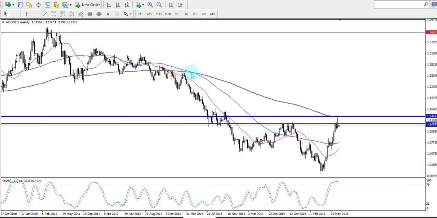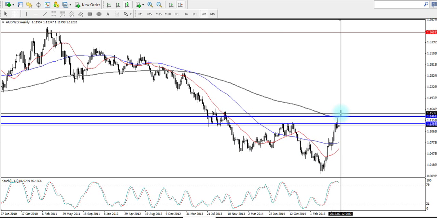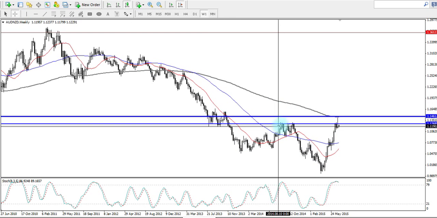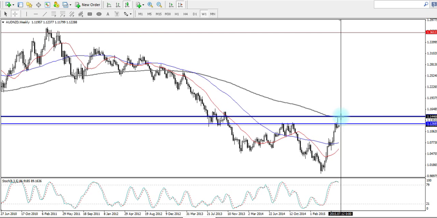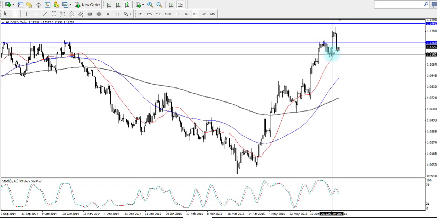Last but not least, the Aussie against the New Zealand dollar. This is a weekly chart. We can see that there is an inverse head and shoulders that might be forming. And right now, this could be a completion of the shoulder of the neckline of an inverse head and shoulders. It pulls back almost immediately as it almost touches the 200 moving average. And zooming into smaller time frames such as the daily charts, we are seeing another head and shoulders forming right here.